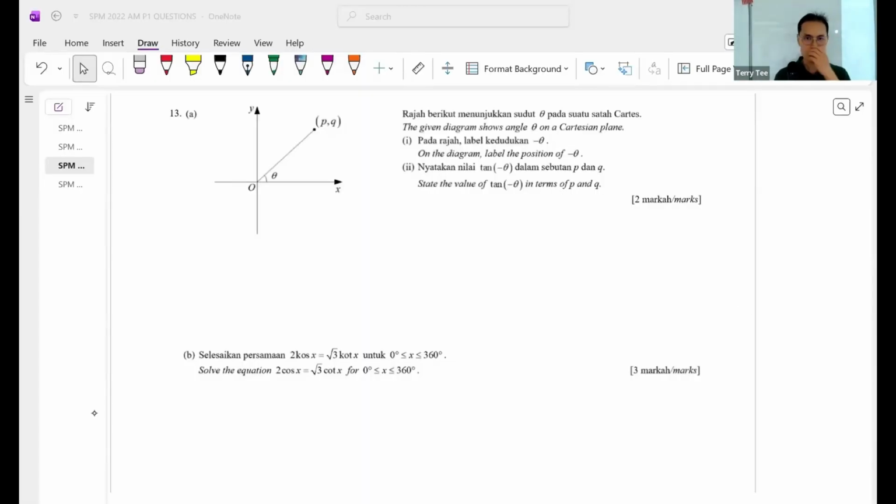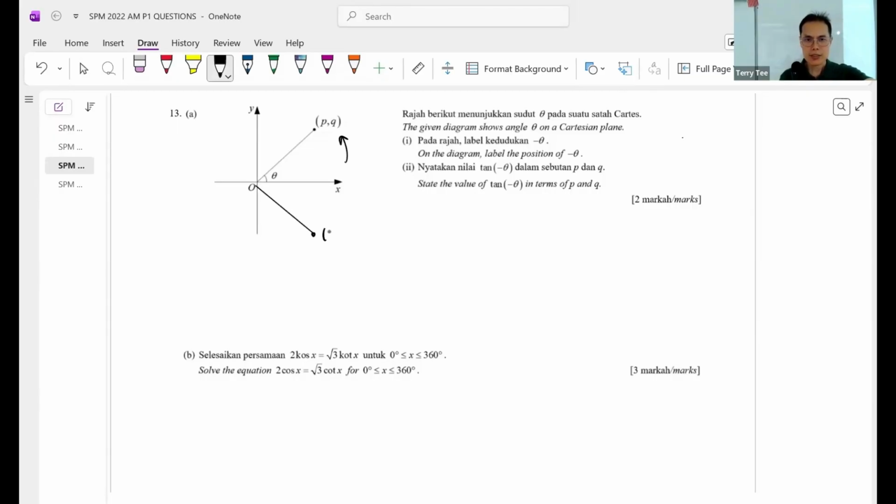Question number 13. This is from chapter 6, trigonometry. Trigonometric function. The diagram shows angle theta on a Cartesian plane. On the diagram, label the position of negative theta. Okay, theta is anti-clockwise. If you go clockwise, which direction? This direction.